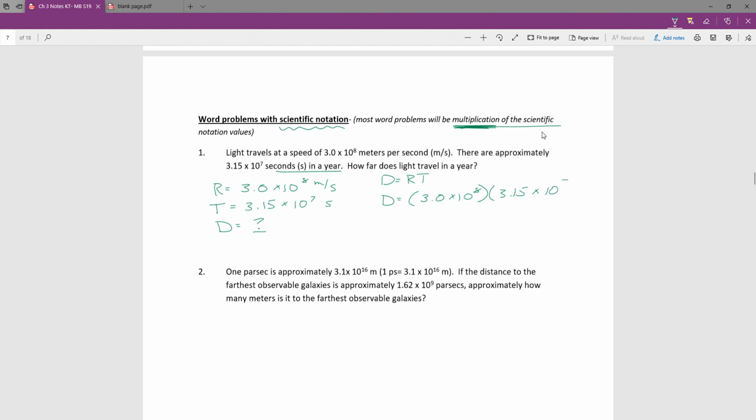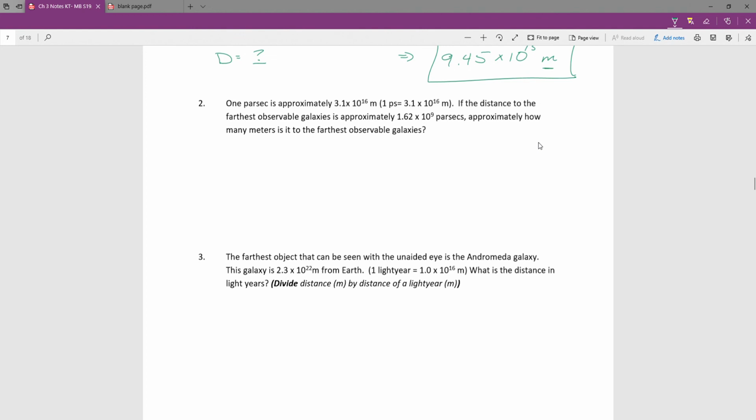Showing my work would look like that. And my calculator would give me 9.45 times 10 to the 15. Always with word problems, you do want to make sure that you're answering the question and including units. But really, like I said, showing all your work in these, this wouldn't be a 3-mark word problem question. We're taking the shortcut of just multiplying these because that's really the skill that we're looking for here.